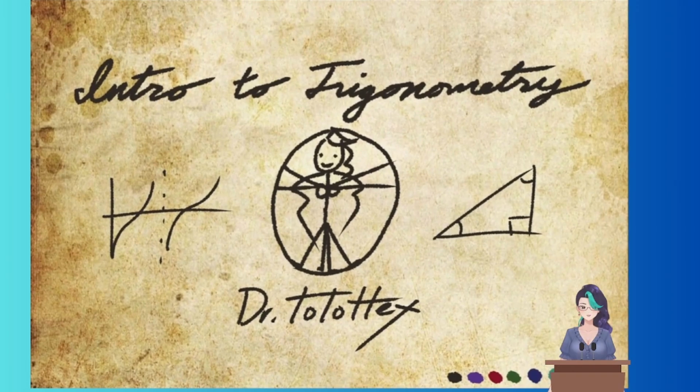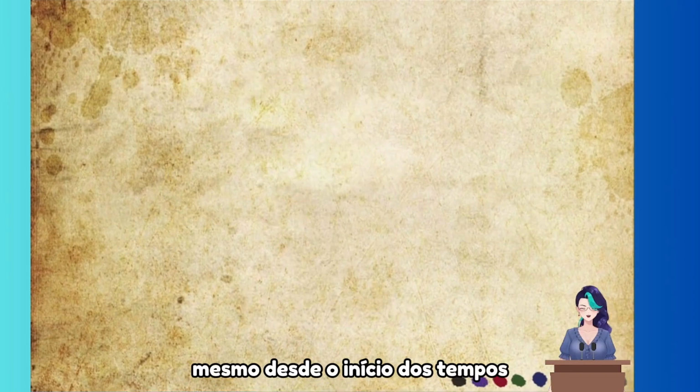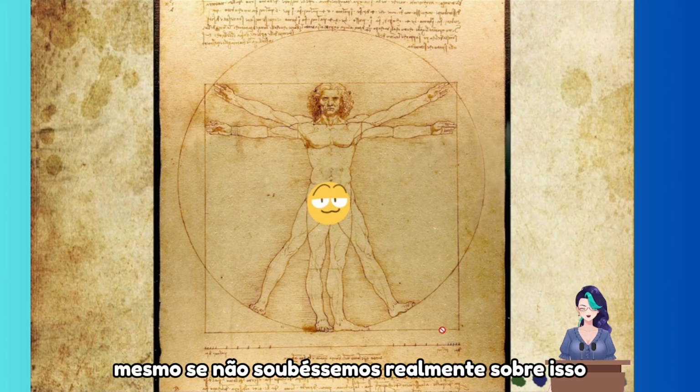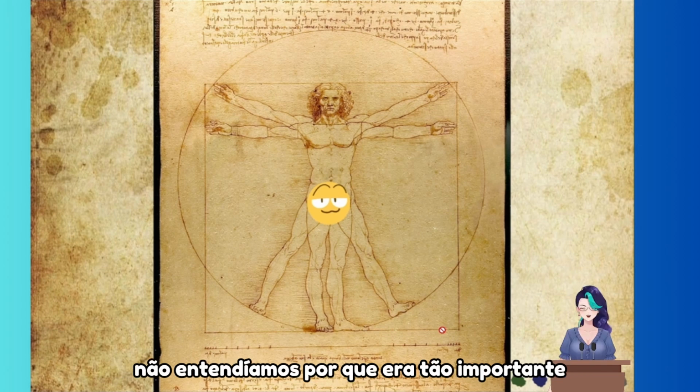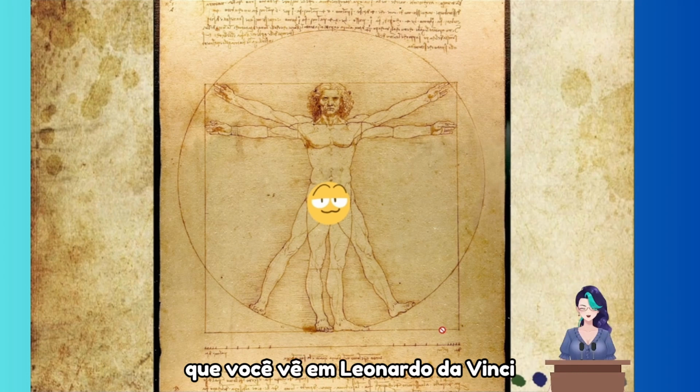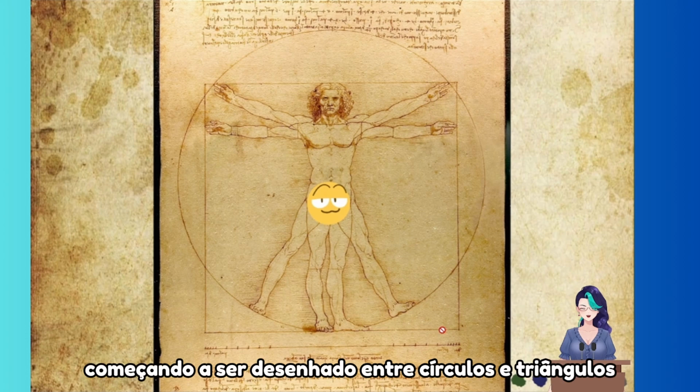Okay, but even from the dawn of time, trigonometry has existed. It's just we didn't really know about it. We didn't understand why it was so important. But even in something like the Vitruvian Man, by Leonardo da Vinci, you see this connection starting to be drawn between circles and triangles.